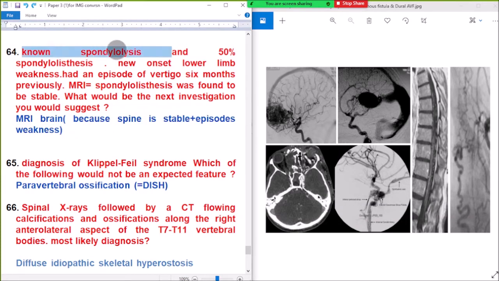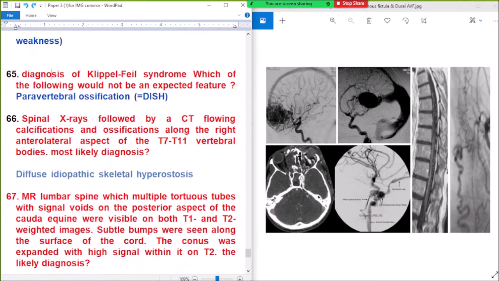The patient has paralysis, new onset lower limb weakness, and had an episode of vertigo, but his MRI spine was normal. So we would do MRI brain, because the patient has episodes of weakness and the spine is stable, to see any lesion in the brain.